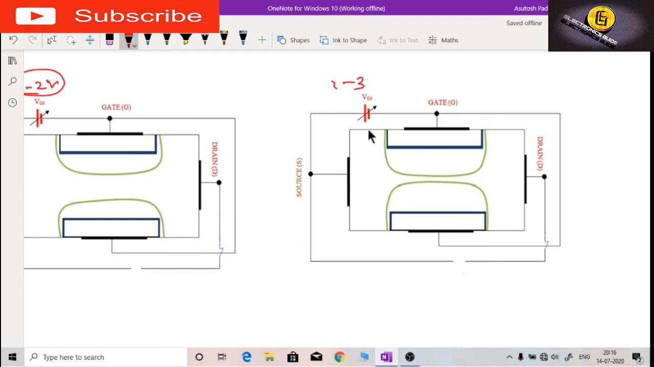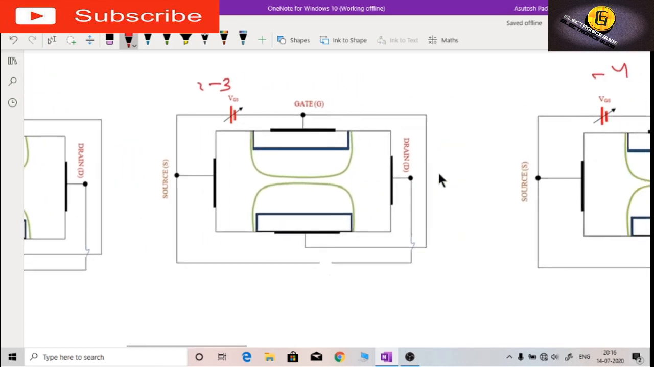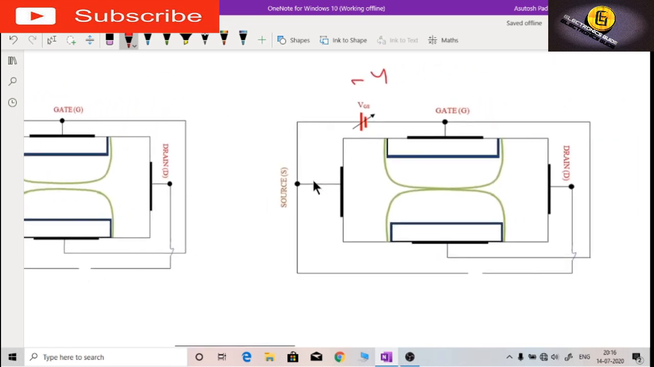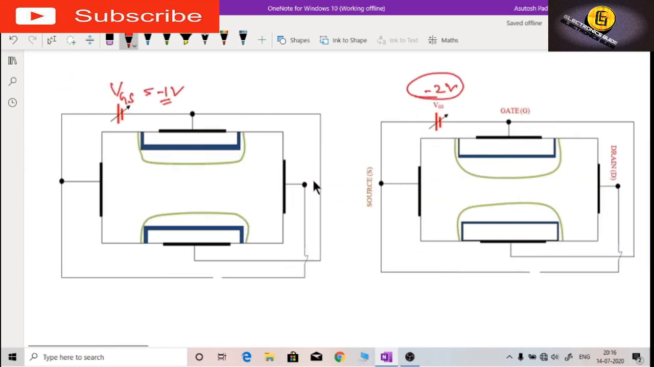When we are increasing the VGS value from minus 2 volt to minus 3 volt, the depletion region further increases, making the ID value lesser. When we make VGS minus 4 volt, the width of the depletion layer further increases, making the effective channel width 0, which in turn makes the ID value equal to 0. This condition is also known as the pinch off condition. The channel is now pinched off.